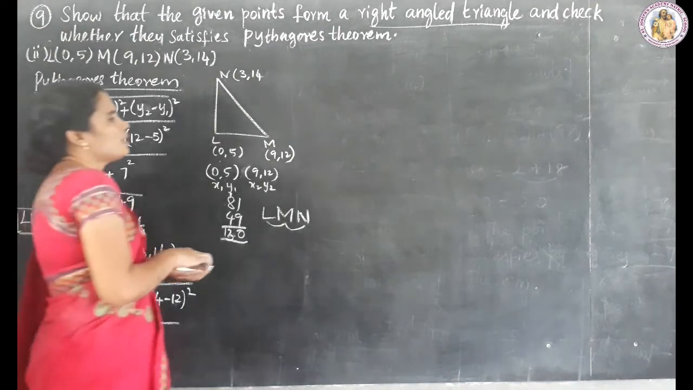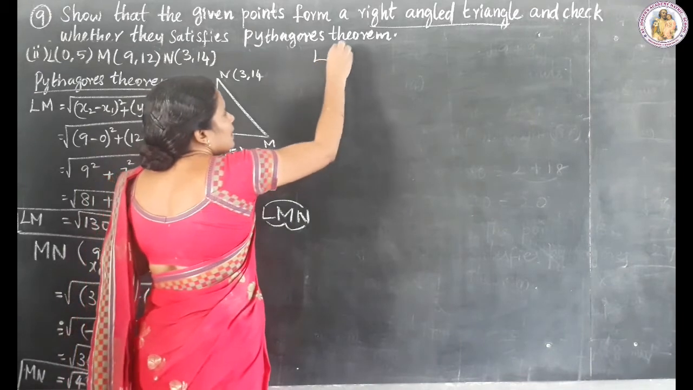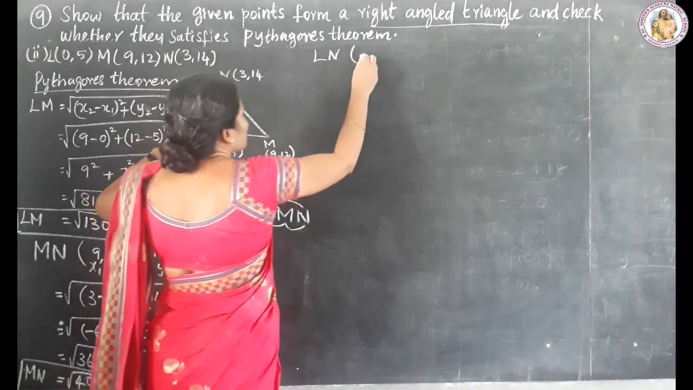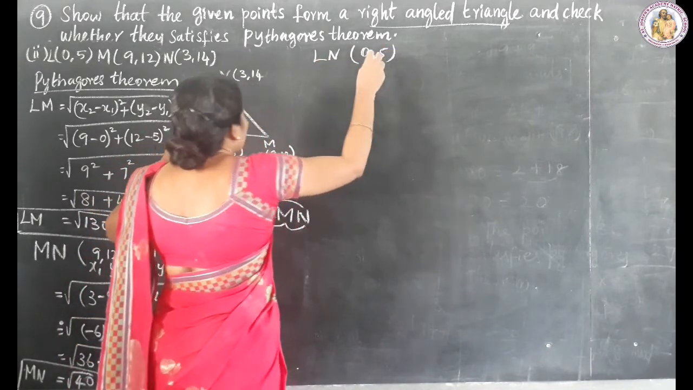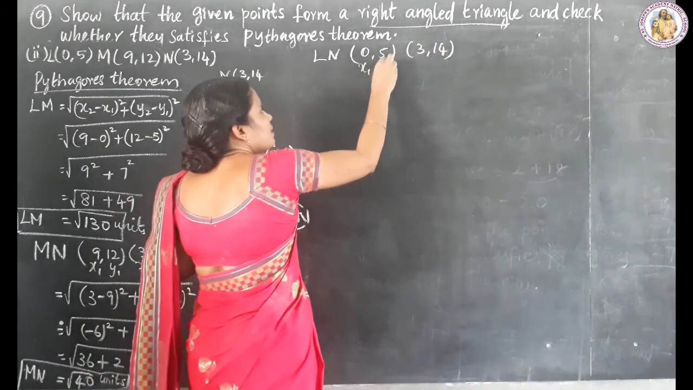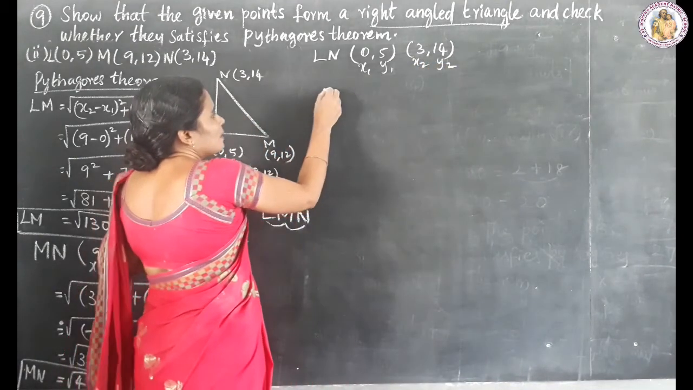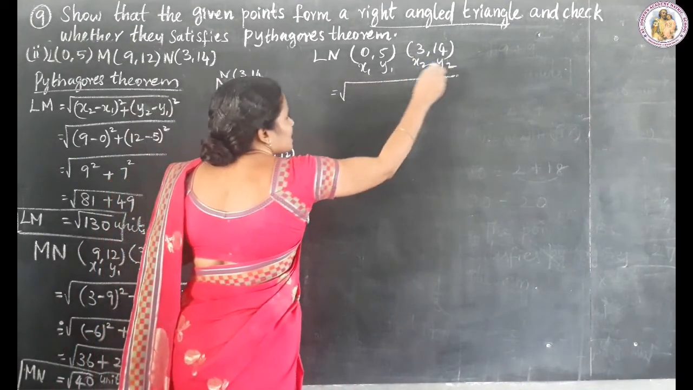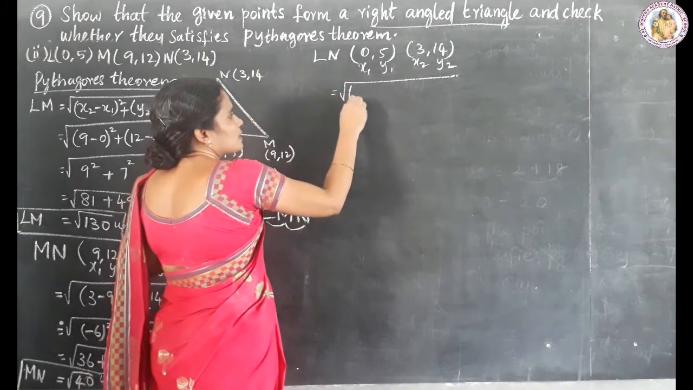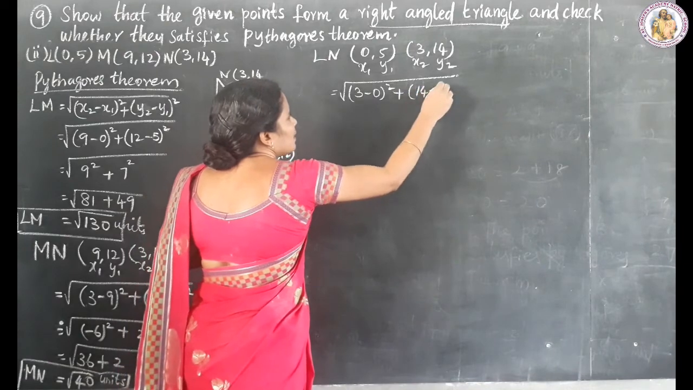Now let us find LN. LN is 0, 5 and 3, 14, as x1, y1, x2, y2. By the distance formula, that is x2 minus x1, 3 minus 0 whole square, plus 14 minus 5 whole square.